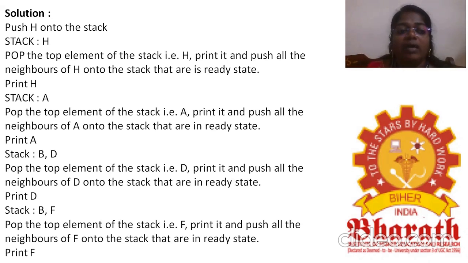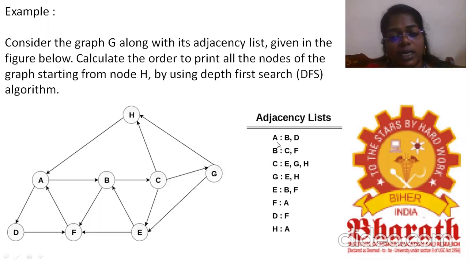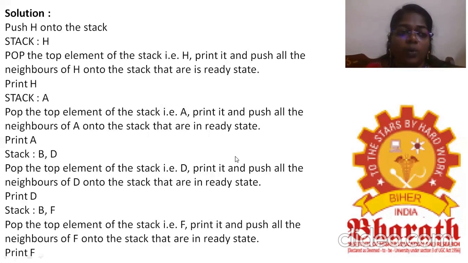After that, we have to check for the neighbor nodes of A. So we have to check the adjacency list again. What are the neighbor nodes of A? Here B and D are there. So what we will do? We have to push B and D inside the stack. First we will push B and second we will push D.